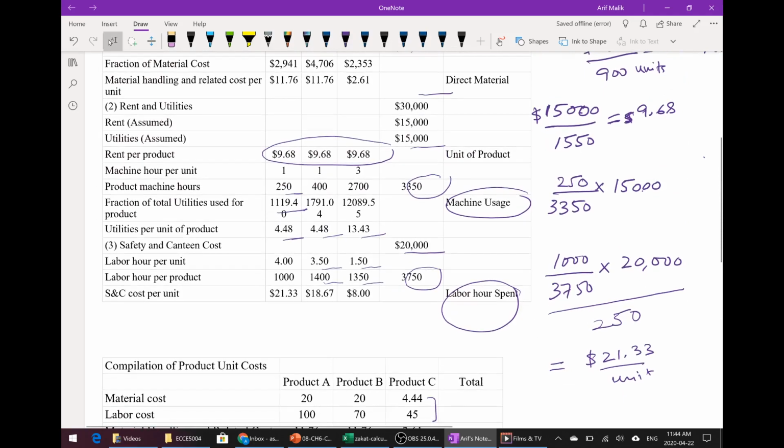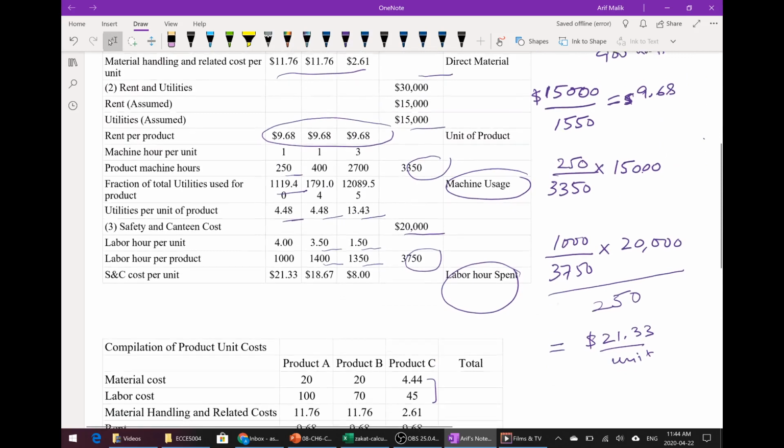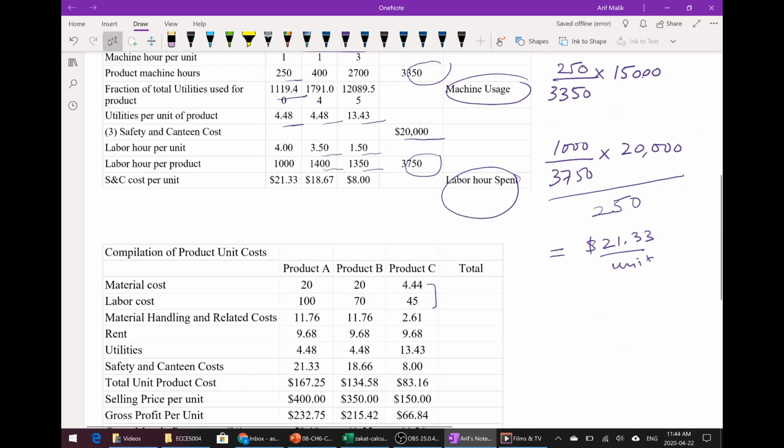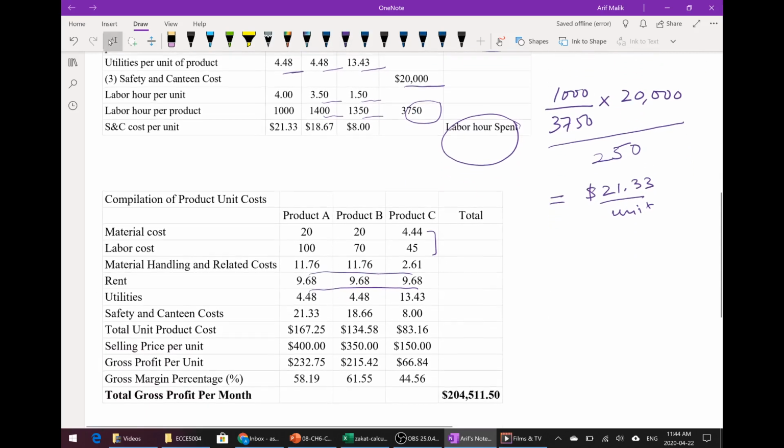The rest we have worked out above: 11.76, 11.76, and 2.61 for material handling and other related costs. These are there. Then 9.688 is the flat rent for every product. And then we have the utilities, which we worked out, and the safety and canteen costs, and finally the total unit product cost for product A, product B, and product C.